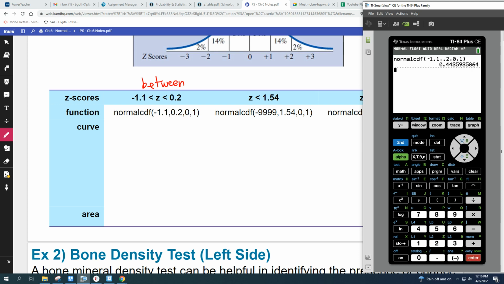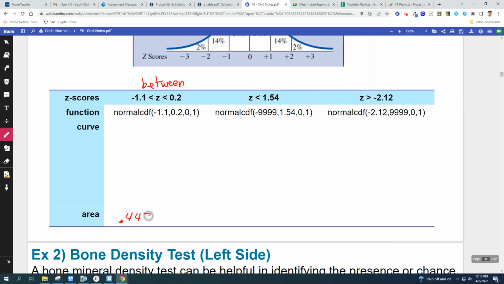And that gives me a percentage, 0.4436. But what I just found, I think it's very useful to look at the picture. You've got a normal curve. What makes it standard is this mean of 0 and a standard deviation of 1. If we're negative 1.1 to positive 0.2, we just found the area of that region between those two numbers. The area is 0.4436, or the probability is 0.4436.